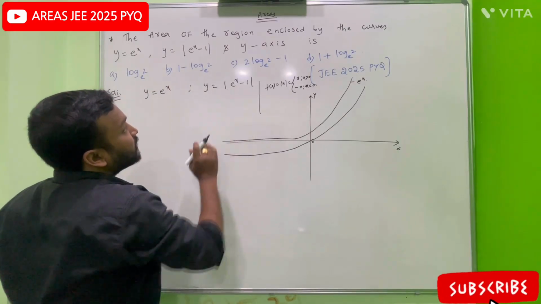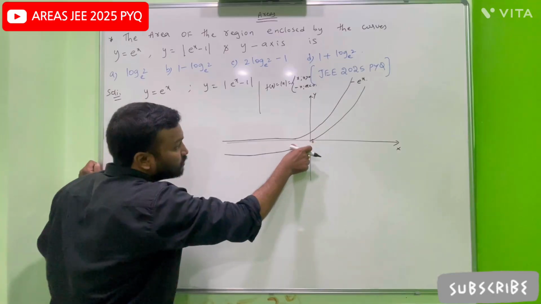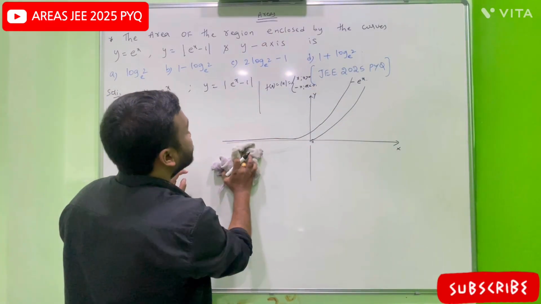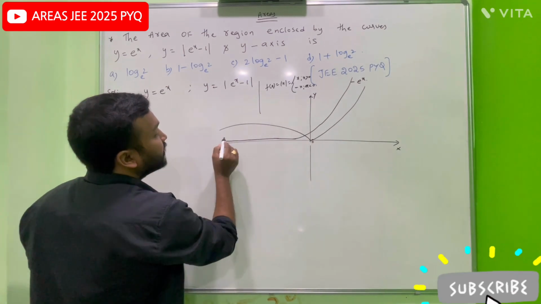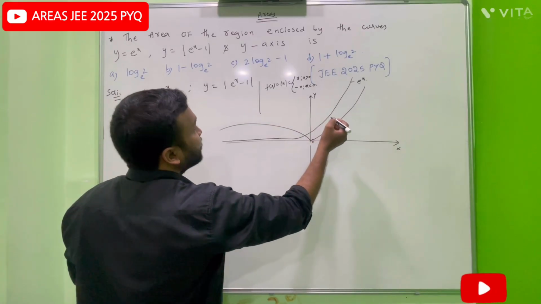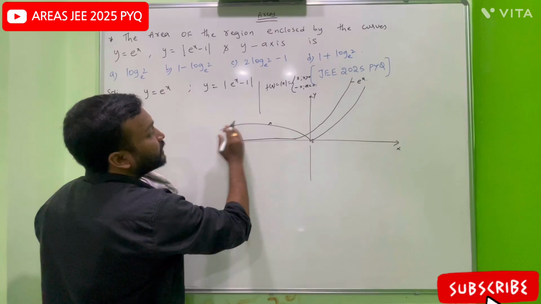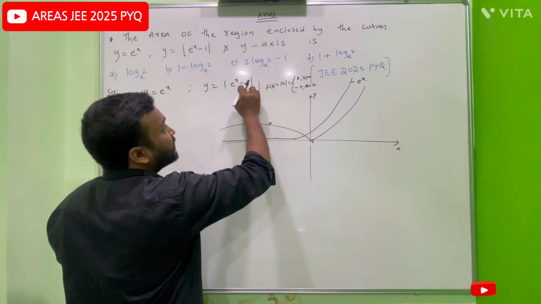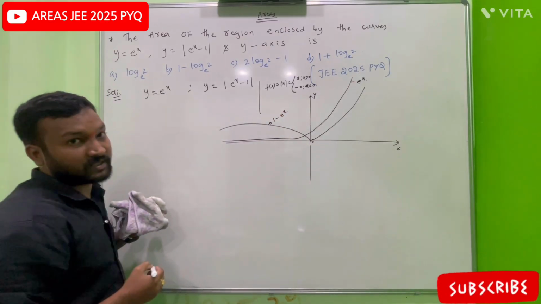Now, e power x minus 1 with modulus means it is positive, so this graph cannot be negative. So it takes a shape like this. On the negative side, we take minus x, meaning minus of e power x minus 1, which we can write as 1 minus e power x. This is the graph.